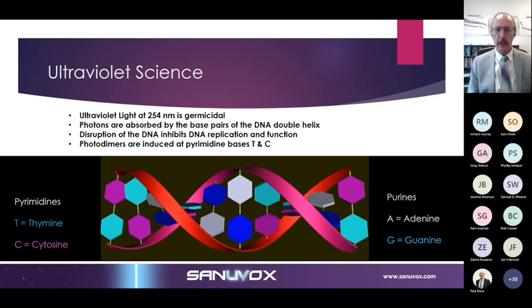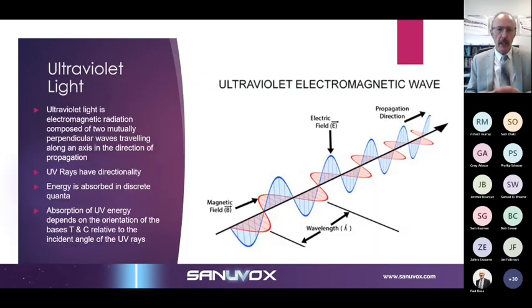Photodimers are induced at pyrimidine bases, T's and C's, thymines and cytosines. The purines, adenines and guanines, also form dimers, but to a much lower rate, to a much lesser degree than do the pyrimidine bases, T and C. Now, ultraviolet light, as I have noted earlier, is part of the electromagnetic spectrum.